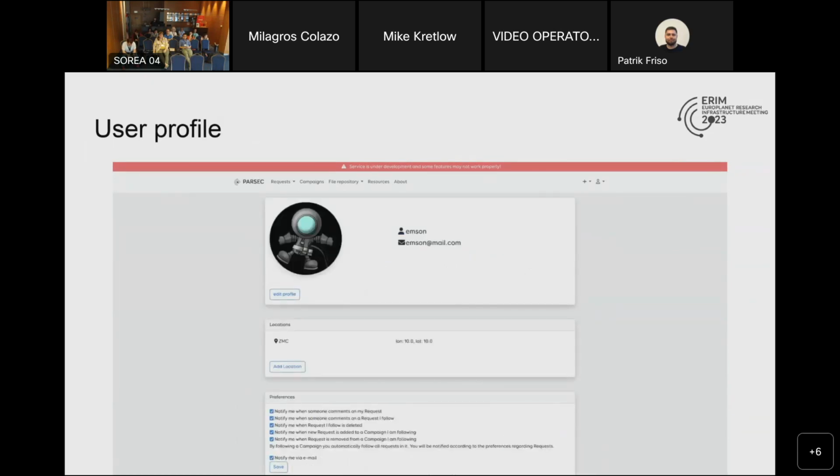Users also have their user profile where they can select their profile image. They can also add locations, because when you are a user who would want to participate in such campaign, you can define locations of your telescope, your observing site, and PARSEC will allow you to search for requests that you're able to observe from your location or locations. You can add as many locations as you want.